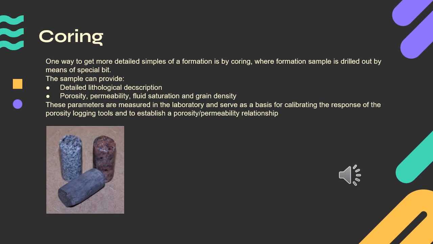Coring. One way to get more detailed samples of a formation is by coring, where a formation sample is drilled out by means of a special bit. The sample can provide detailed geological description, porosity, permeability, fluid saturation, and grain density. These parameters are measured in the laboratory and serve as a basis for calibrating the response of the porosity logging tools and to establish a porosity-permeability relationship.